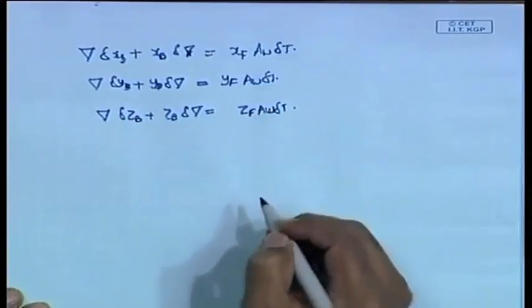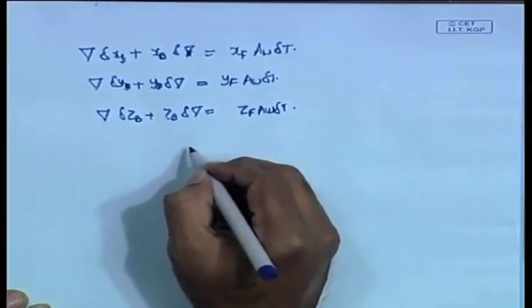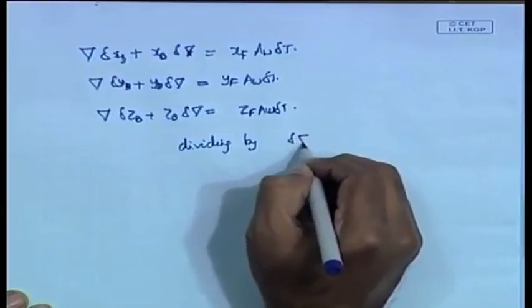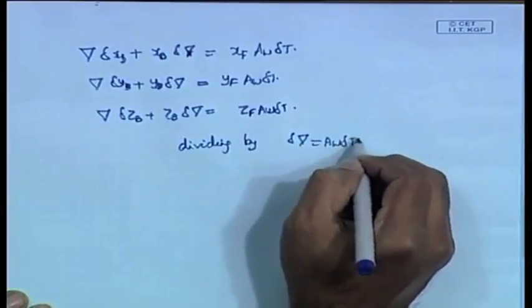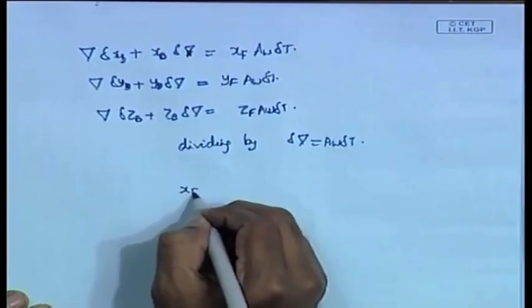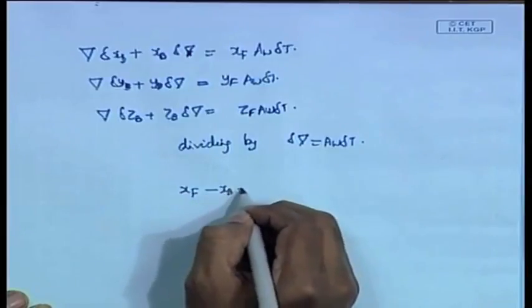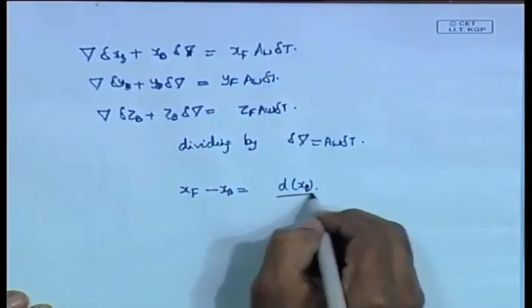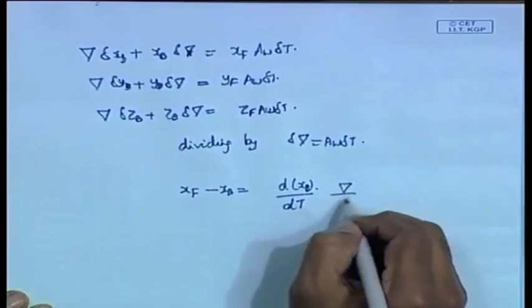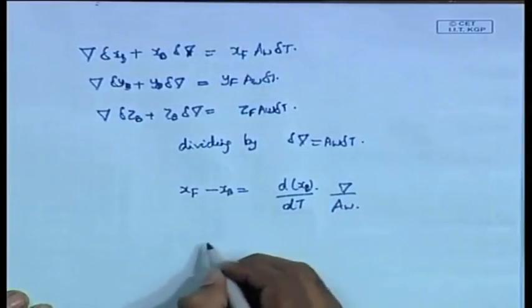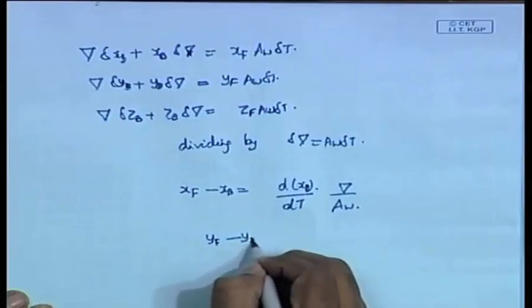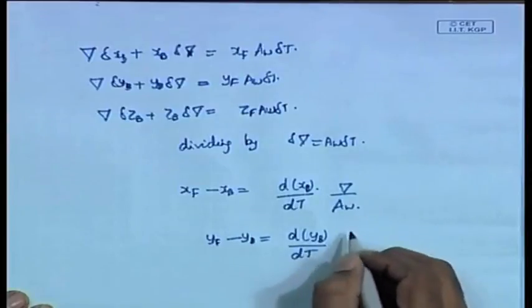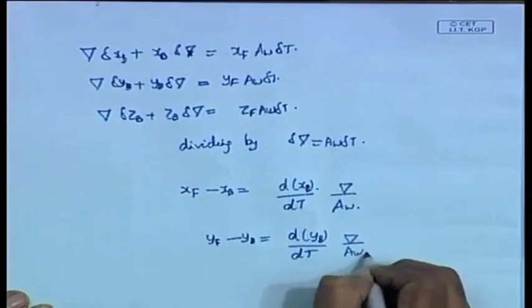Okay, so this gives you some terms. Now dividing by delta del equals A w delta t, and doing some manipulations, this reduces to x f minus x b is equal to d x b by d t into del by A w, and y f minus y b equals d y b by d t into del by A w.